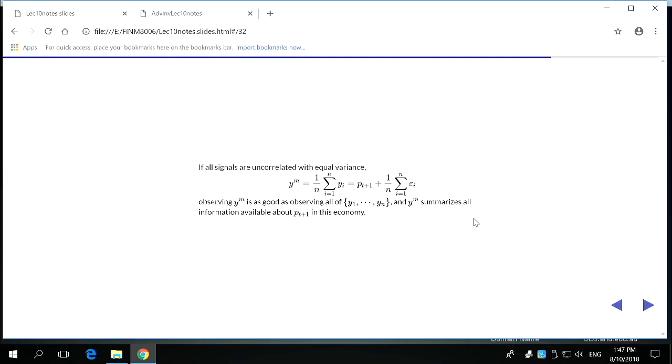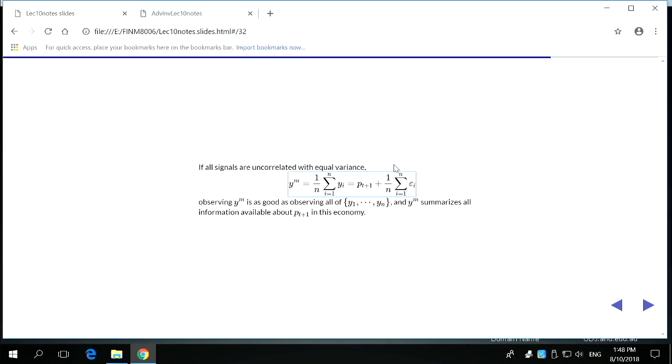Right. So if all the signals in the market are uncorrelated with equal variance, then the mean of all the signals will be equal to the price plus the mean of all the errors, right? Which means if I'm looking at the expectation of the price, observing the mean of all the signals is as good as observing all the signals themselves. Understand that, right? Because if you take the expectation here, the mean of the errors will be 0.